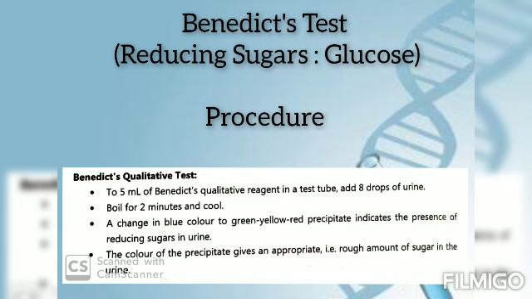The test for sugar is Benedict's test, which is used for reducing sugar. Procedure: to 5 ml of Benedict's qualitative reagent in a test tube, add 8 drops of urine, boil for 2 minutes and cool. The change in blue color to green, yellow, red precipitate indicates the presence of reducing sugar in urine.